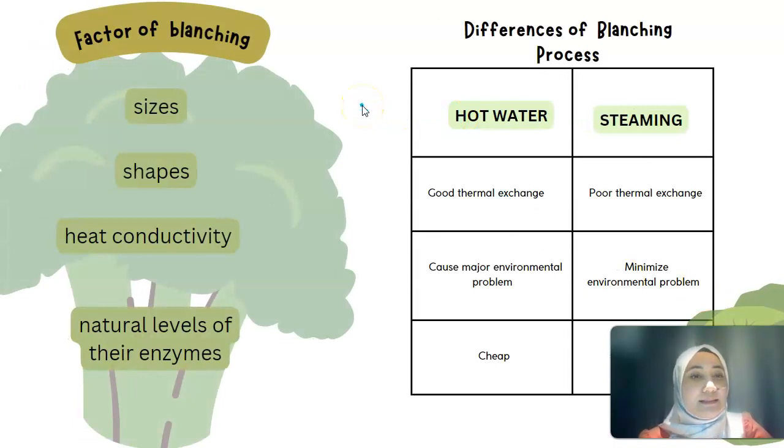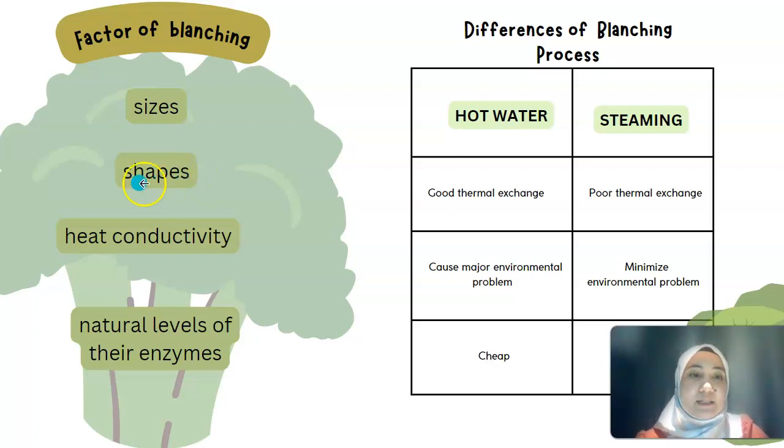Now let's see the factors that will affect the effectiveness of the blanching process. Number one is size. This means the size of the sample or the product itself must be small. So you need to cut the sample into small pieces. This will help the heat transfer from the water to the products faster.